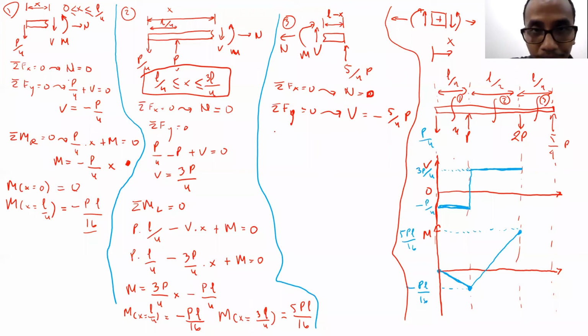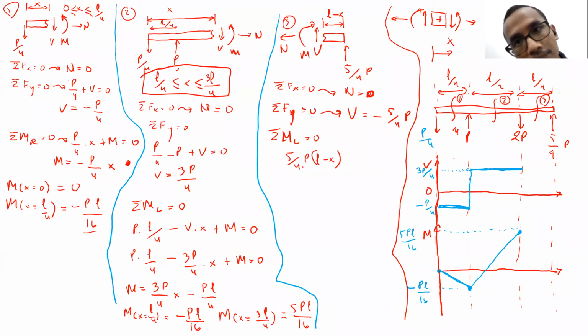Then using moment on the right edge, we will get moment. Don't use the right edge. Use the left edge, because that one is easier. So it will be 5 over 4 P times L minus X, then plus moment equal to 0. Plus or negative? It's negative.